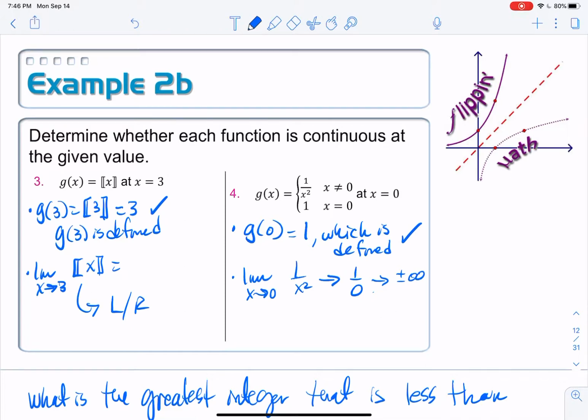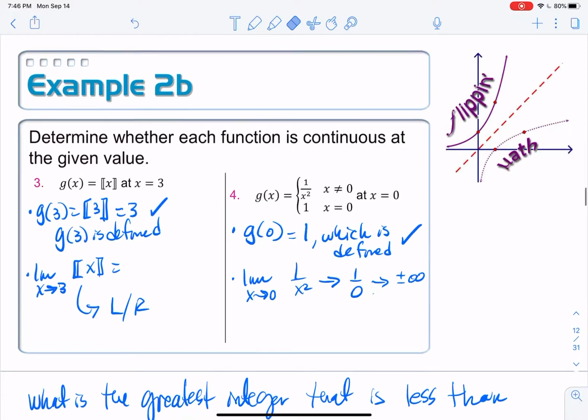Just take a look at the function that I'm evaluating. I've got an x squared down here. My numbers are always positive on both the left side and the right side of 0. So even in the negative ones, when I square, it's going to be positive. The right side, it's going to be positive. So no matter what, this one is actually equal to infinity.